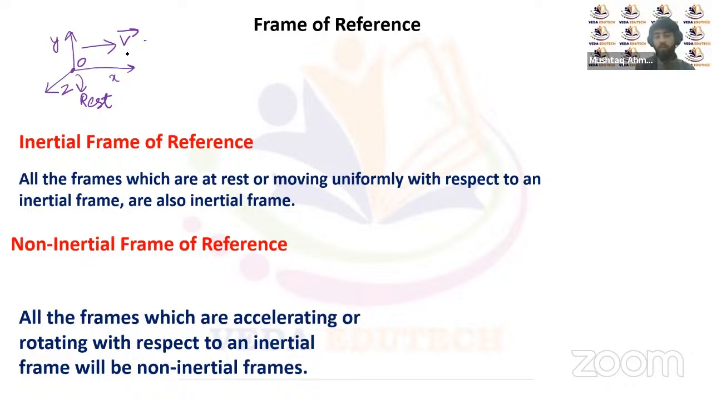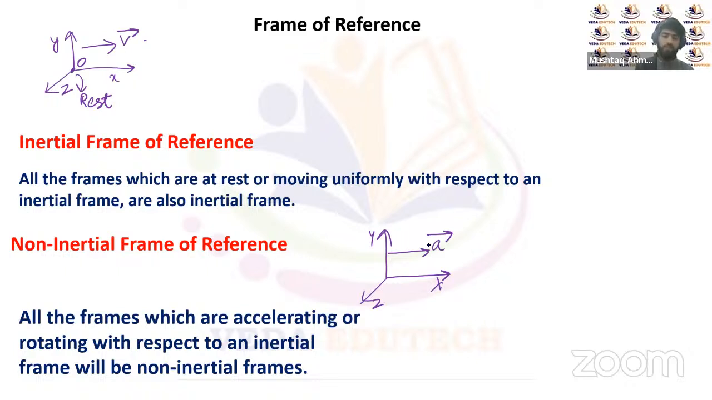Similarly, if the frames of reference with respect to which we are studying the motion of a system or a body are movable with some net acceleration, let's suppose this is the same frame, and there is some acceleration to this frame in the horizontal direction, a is the acceleration, right?